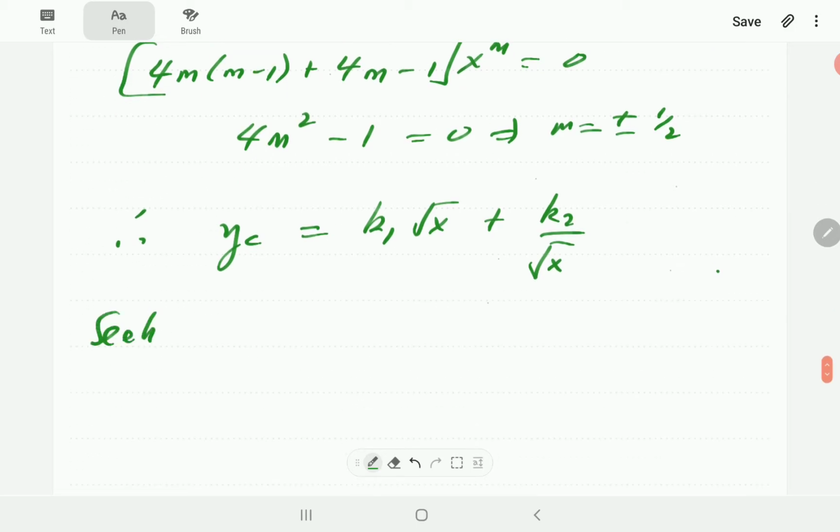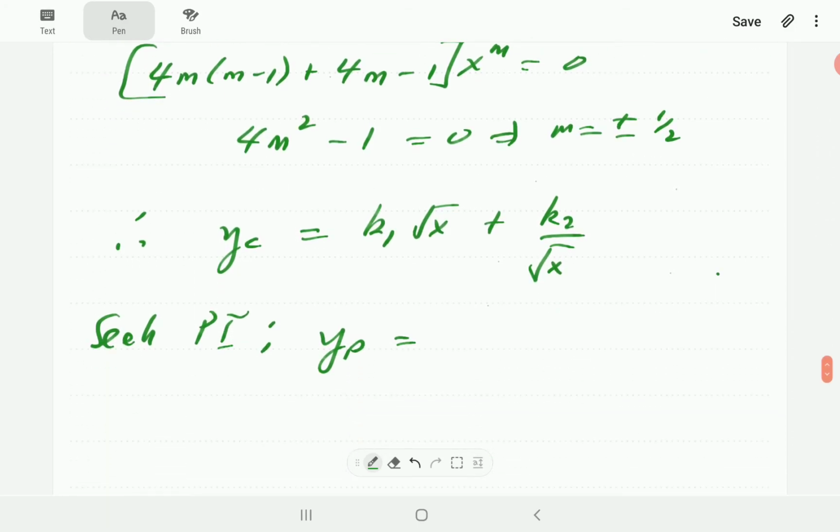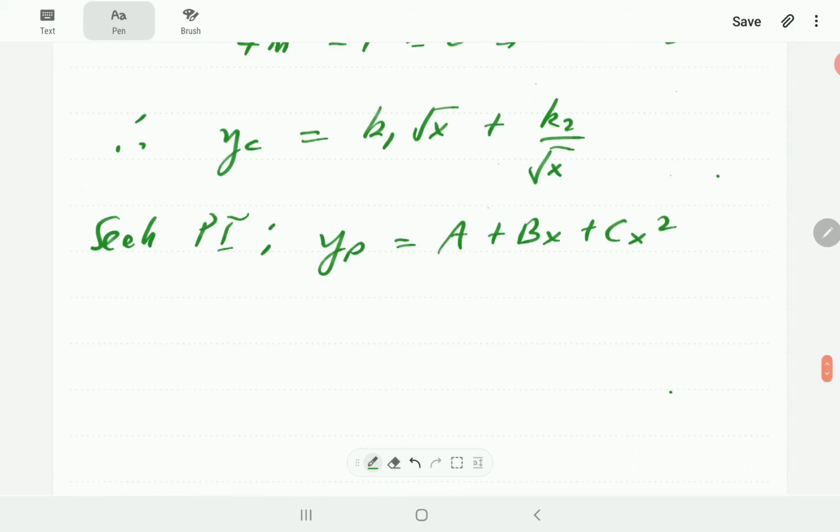Then we're going to seek a particular integral based on the term on the right hand side. We've got a quadratic here, so we're going to look for yp, which is a general quadratic expression. So the derivative of this is going to be b plus 2cx, and the second order derivative is going to be 2c.